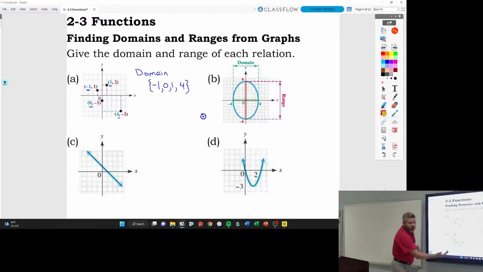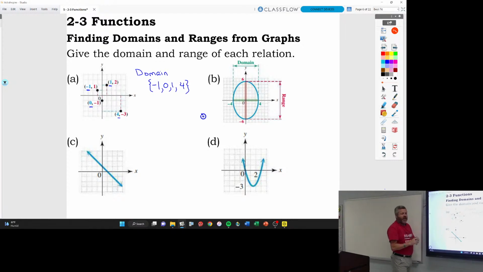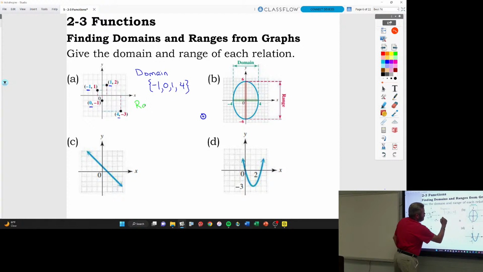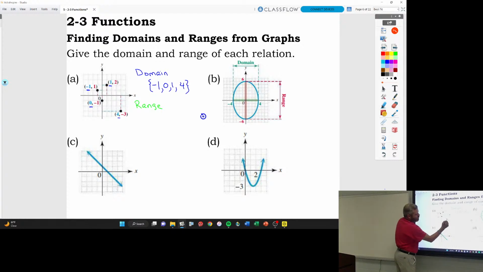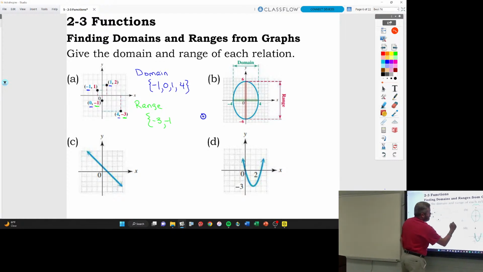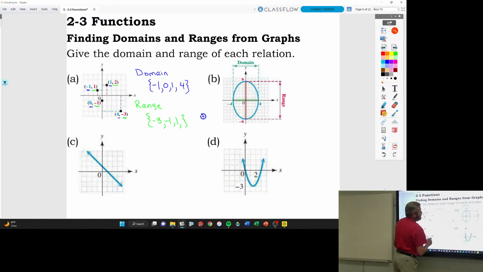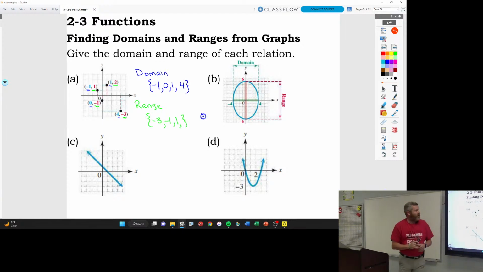Now for the range, we want to go from smallest to largest, just like we did on the x's. On the y values for range, we go from smallest to largest. Starting way down low and moving our way up, we finally get to a value right at this point. So -3 is going to be the first member of my range. Continue to move up. My next value is -1. Continue to move up. My next value is 1. And continue to move up. My last value is 2. And so that is the domain and the range of graph A.